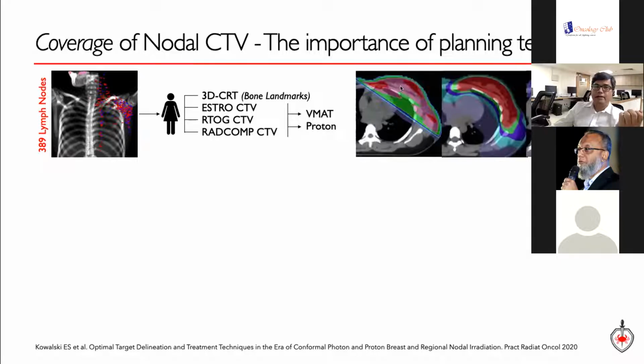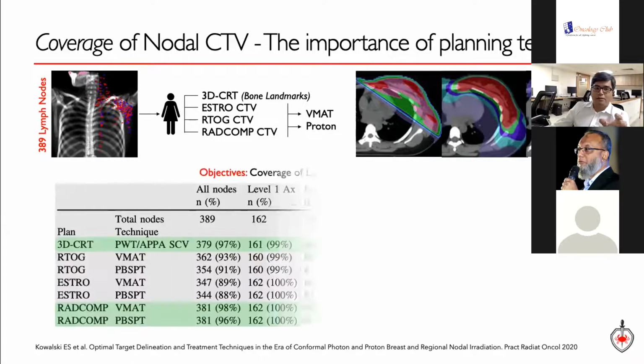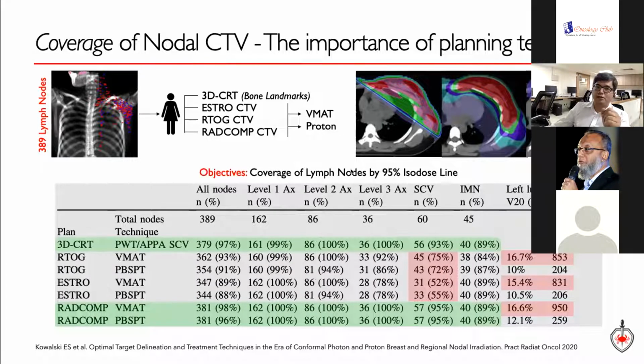So, this is just a representative slide of the dose distributions. Standard 3D, VMAT, and protons. Beautiful dose distribution with protons. I would love to have this for a patient. But what was their objective? Their objective was to see the coverage of lymph nodes by the 95% isodose line.